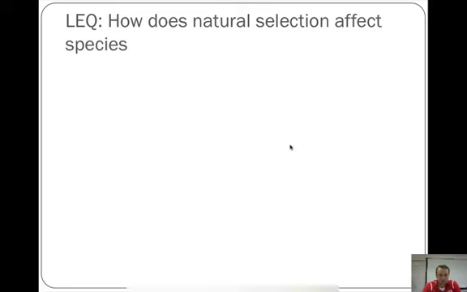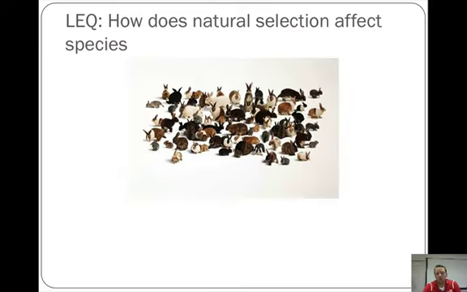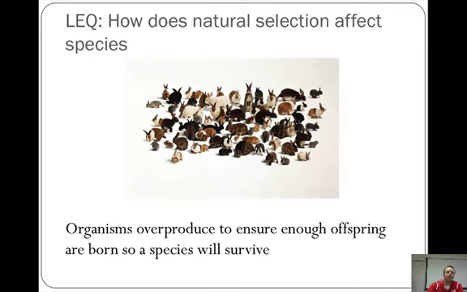And then talking about overproduction, one of those 4 conditions for natural selection to occur. Organisms overproduce to ensure enough offspring are born so a species will survive. So take bunnies, for example. Bunnies overproduce. They want to make sure that their species will survive. So they keep reproducing more and more offspring.